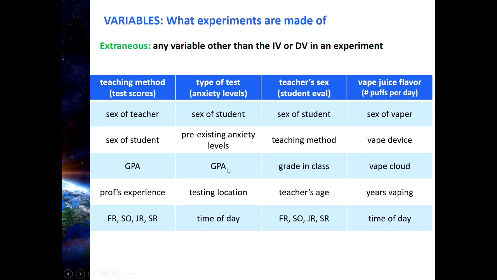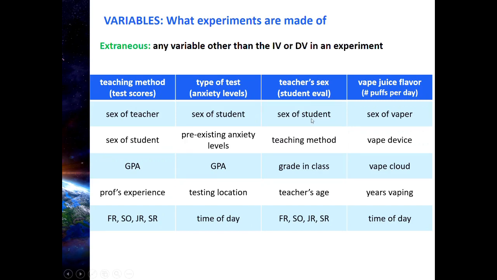GPA is another extraneous variable that might be present. Testing location, time of day. These are all variables that are not the IV or DV in our particular study, but could very well be present, and so we call them extraneous variables.